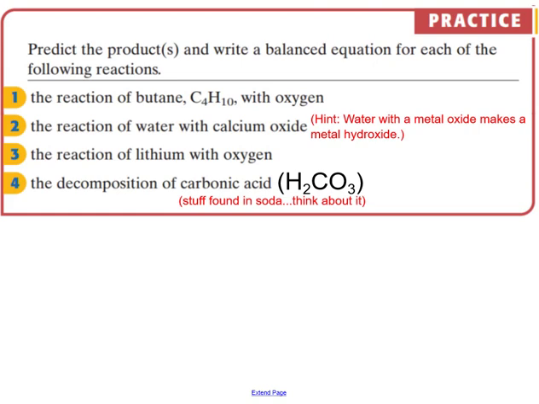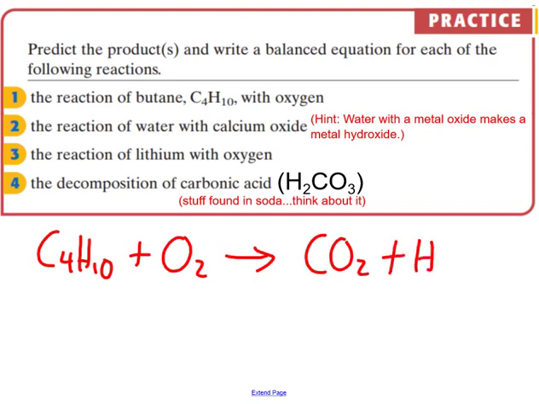Okay, so the first reaction says the reaction of butane, C4H10, with oxygen. So, C4H10, this says predict the products and write a balanced equation for each. Alright, so this one is obviously combustion since I'm reacting with O2. And as I literally just got finished saying, the products must be CO2 and H2O.